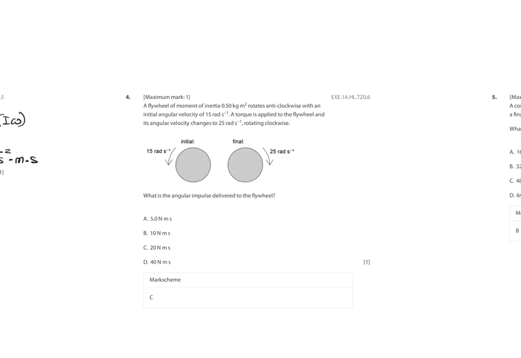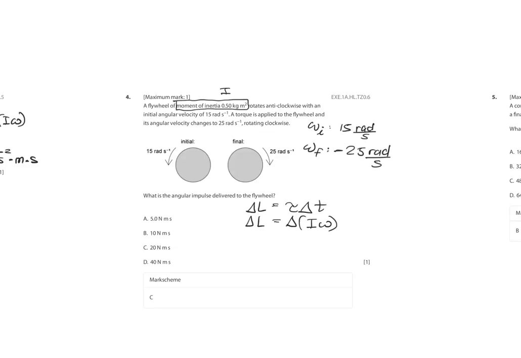Okay, number 4. So we know the moment of inertia of this disk has an initial angular velocity of 15 radians per second, and then a final angular velocity of negative 25. I made it negative because the positive direction is counterclockwise. So in the end, the clockwise angular velocity, that's a shift in direction. That's the negative direction. So there you go.